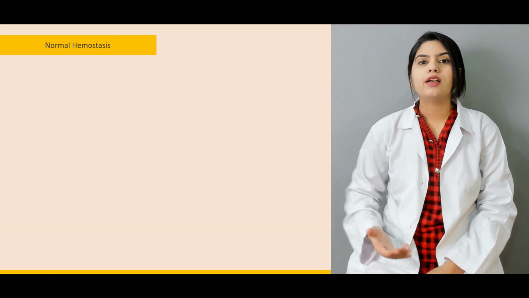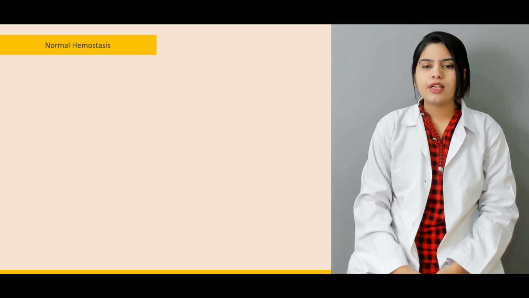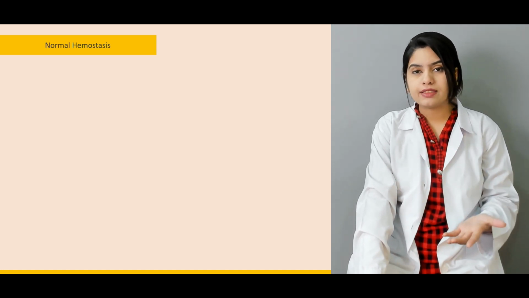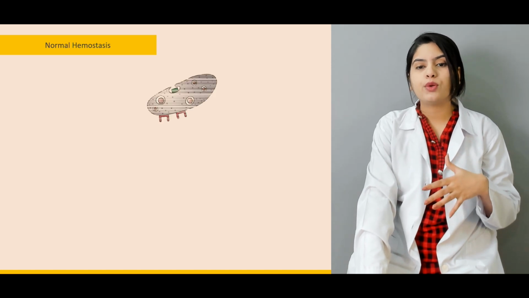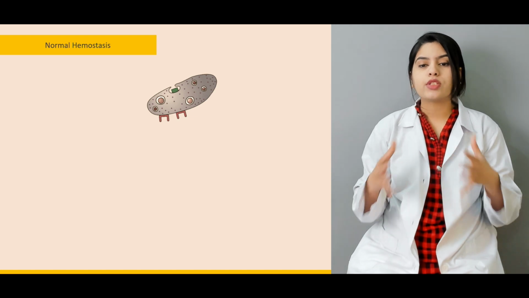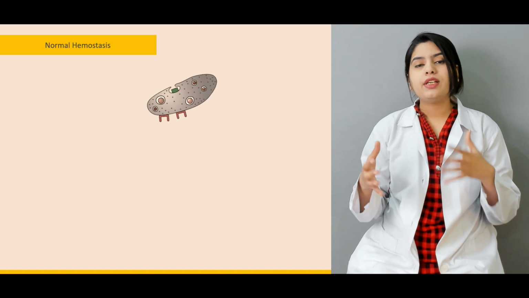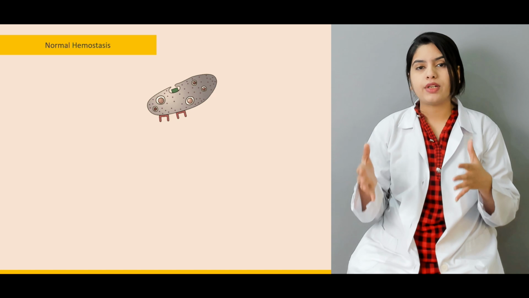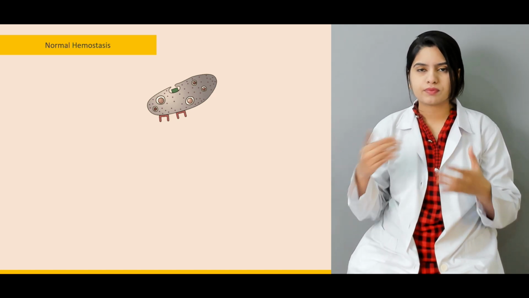If we start with the normal hemostasis mechanism, you are well aware of the platelets, and you know that the platelets are synthesized in the bone marrow. There the hematopoietic stem cells are present that are responsible for the production of the platelets. There is a normal amount of platelets in our body, between 1.5 to 3.5 million.